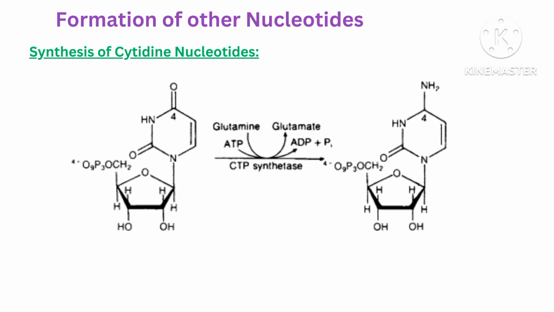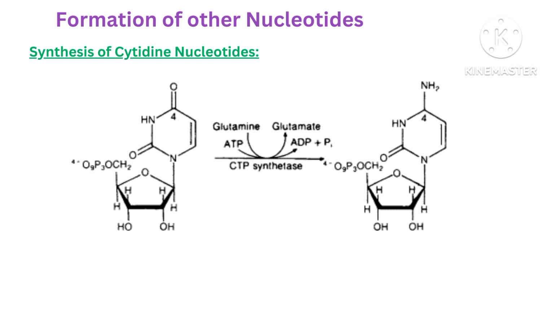Formation of other pyrimidine nucleotides. UMP is the parent compound in the synthesis of cytidine and deoxycytidine phosphates and thymidine nucleotides, which are deoxyribonucleotides. Synthesis of cytidine nucleotides: CTP is synthesized from UTP by transfer of the amide nitrogen of glutamine to C4 of the pyrimidine ring of UTP. This reaction requires ATP as an energy source.